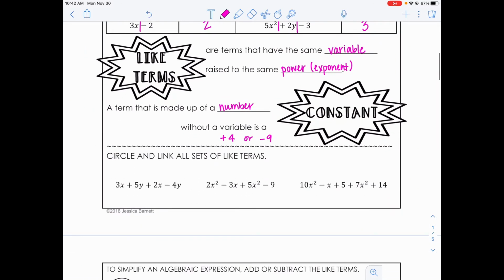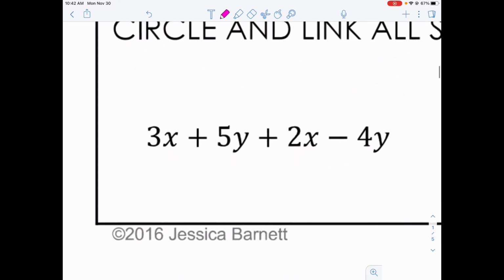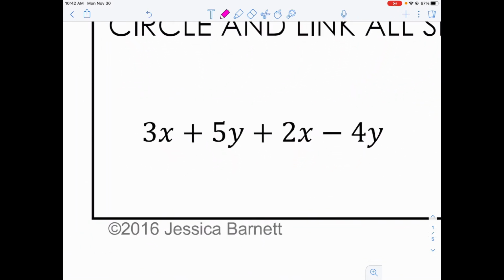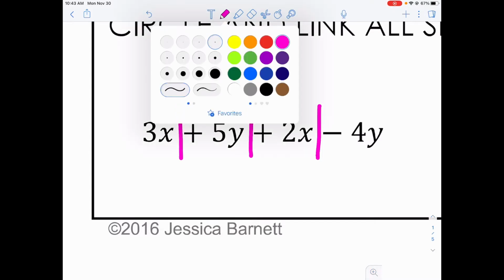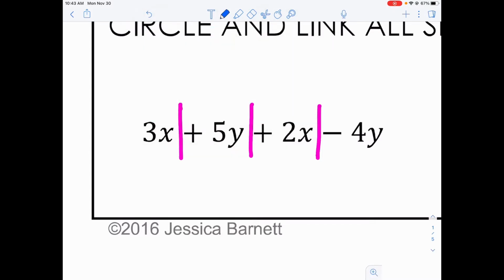Underneath it says circle and link all sets of like terms. So let's start with the first one. The first thing you're going to do is split it into its terms. So go through and look for your pluses or your minuses and draw a line in front of them. Here's 1, here's 1, here's 1. So this expression has 4 terms in it. Now I'm going to put a box around my terms that are like terms.